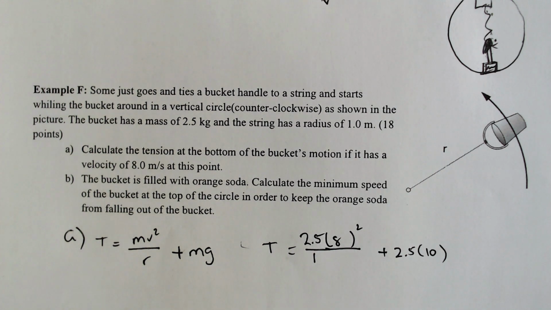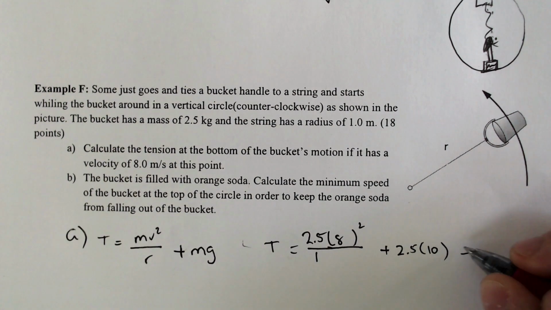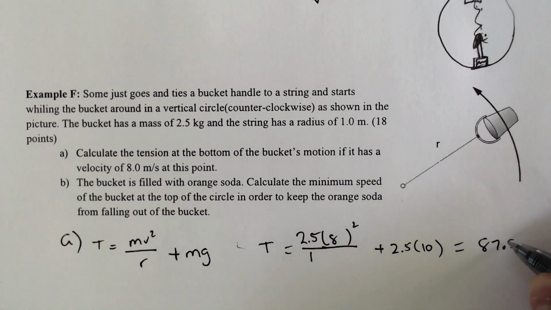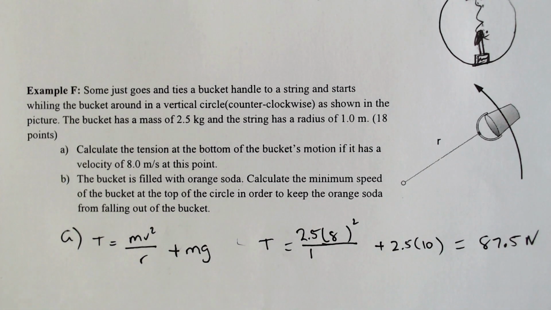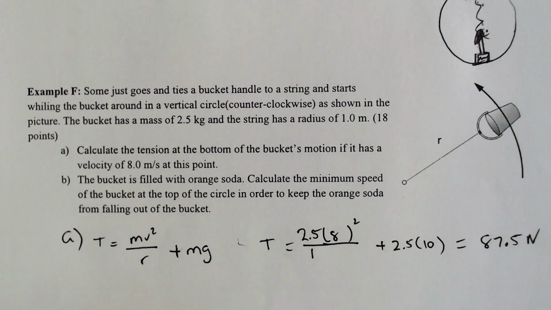We got 2.5 times 8 squared plus 2.5 times 10. We get a tension of 87.5 newtons. Very nice, very nice. Okay. Then, part B.